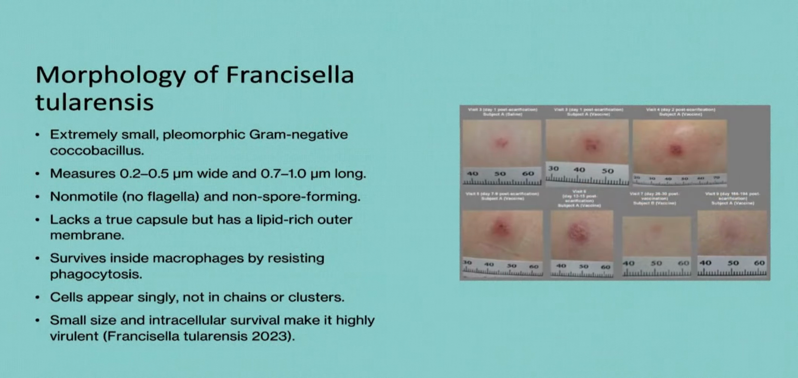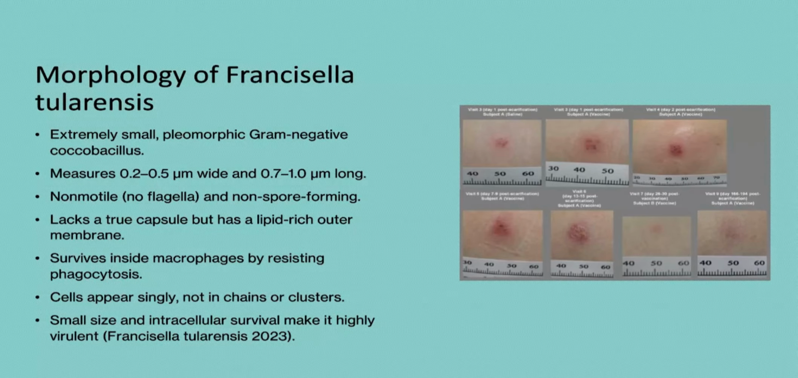The next slide is talking about the morphology of Francisella tularensis. Francisella tularensis is an extremely small, pleomorphic gram-negative coccobacillus, meaning it can appear as both short rods and oval-shaped bacteria. It typically measures 0.2 to 0.5 micrometers in width and 0.7 to 1.0 micrometers in length, making it difficult to see under a standard microscope without special staining. The bacterium is non-motile, so it does not have flagella to move on its own, and it is non-spore forming, meaning it cannot form resistant spores like some bacteria.